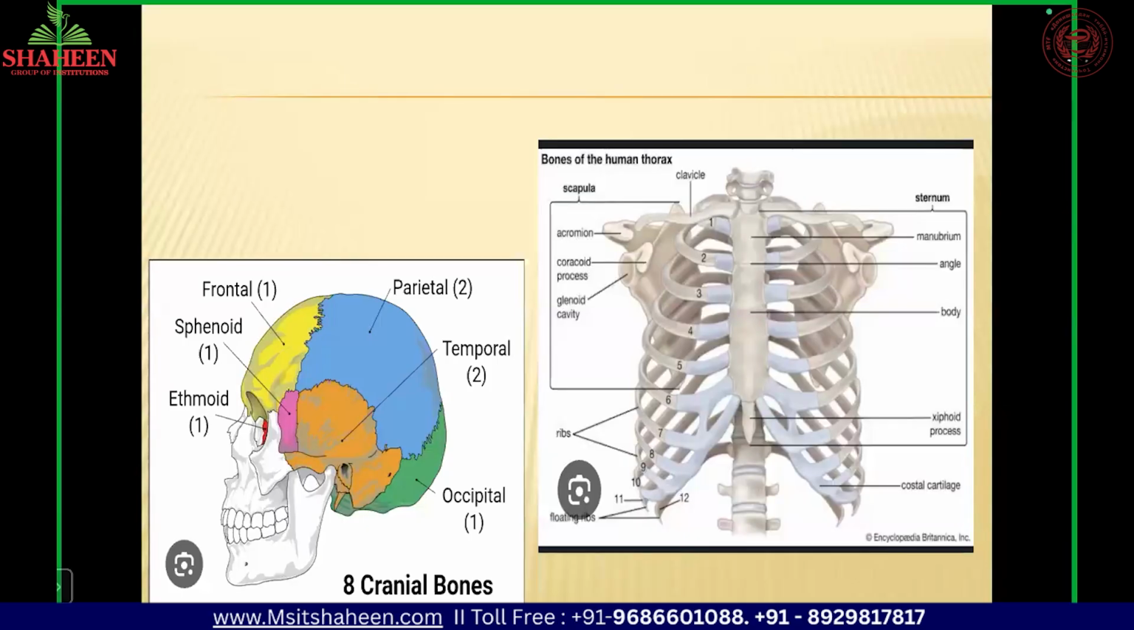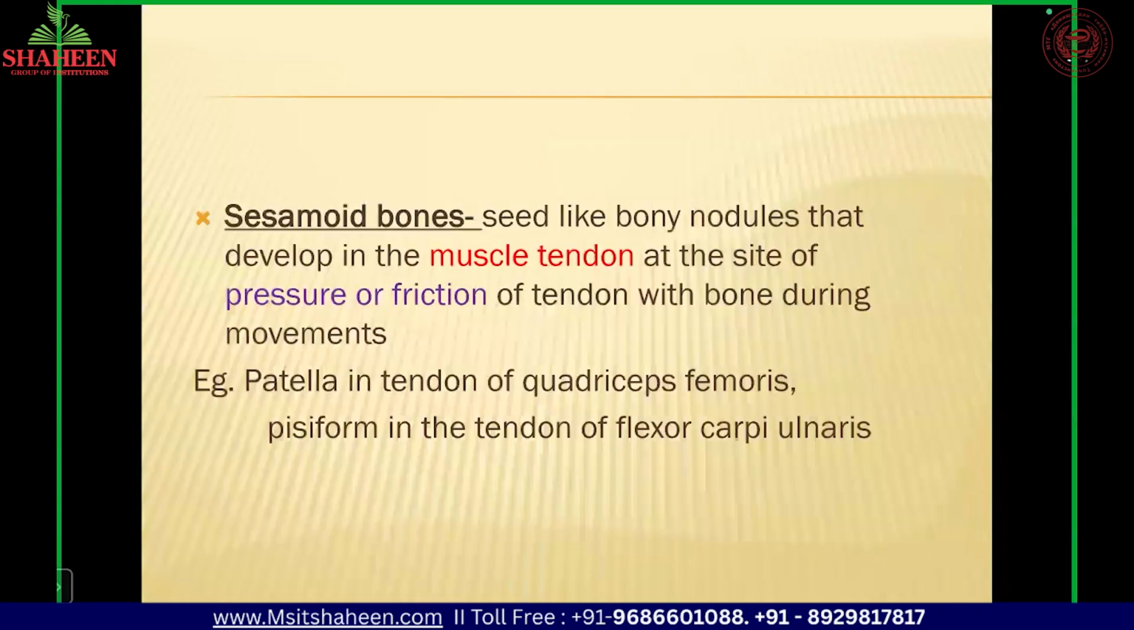Yes, ma'am. What do you mean by sesamoid? The bone that develops inside the tendon. Very good. Sesamoid bones are seed-like, bony nodules that develop in a muscle tendon at the site of pressure or friction of the tendon with the bone. Because of the continuous pressure or friction of that tendon over the bone, a bony nodule may form. That is known as a sesamoid bone.